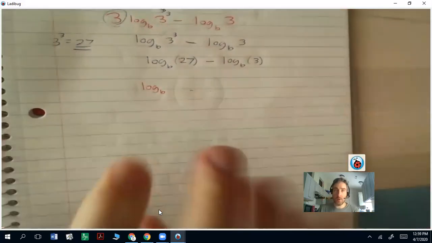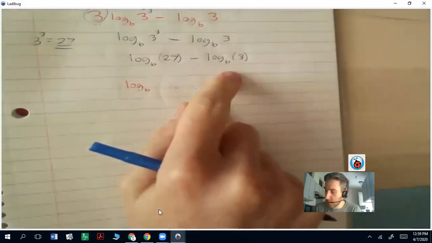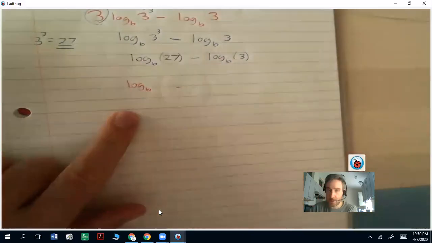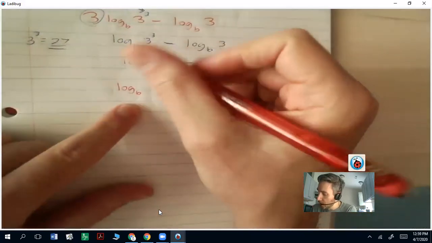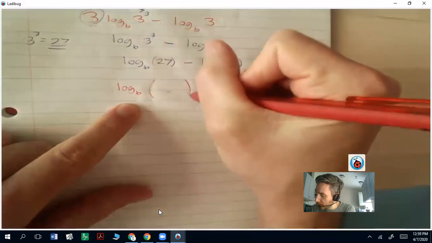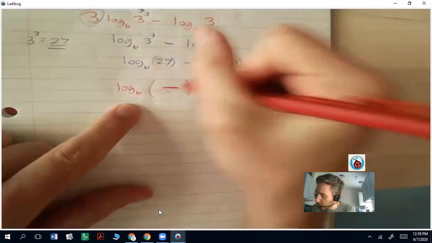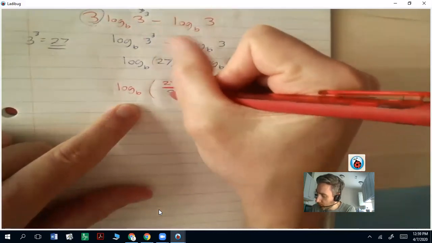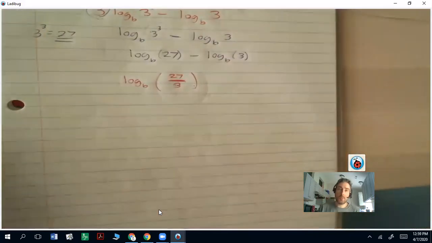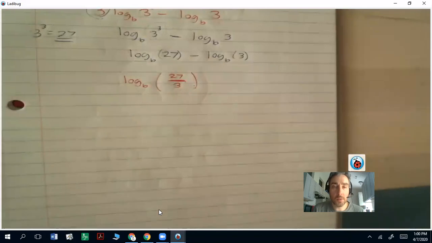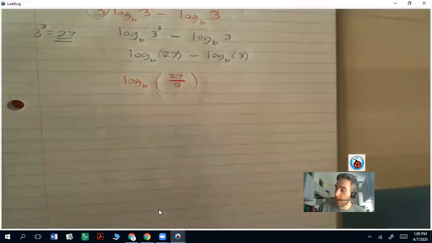So now we got it to a point where we have the 2 logs, same base, so we're just going to write b there since there's no number given for that base. And then in the parentheses, because it's minus, it's going to be division. So we would say 27 divided by 3. But we're not done because we can divide those 2 numbers. So you would go to your calculator and divide 27 and 3, unless you already know it. And most of you probably know 27 divided by 3 is 9.